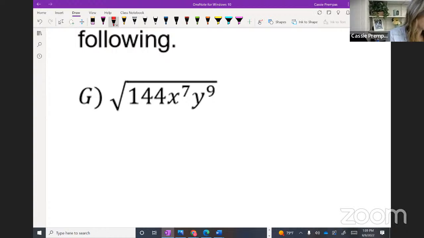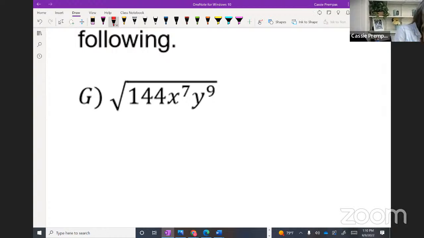You guys should know 144 is 12 times 12. You know that. This particular one is the one I think you guys were talking about. You guys will be fine. You're gonna be great.